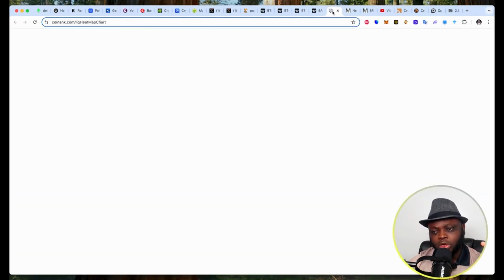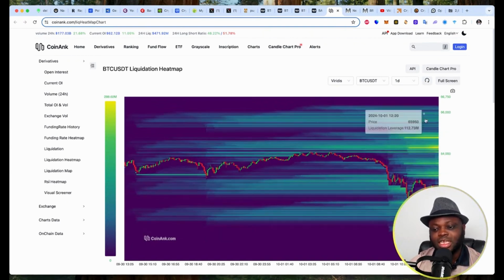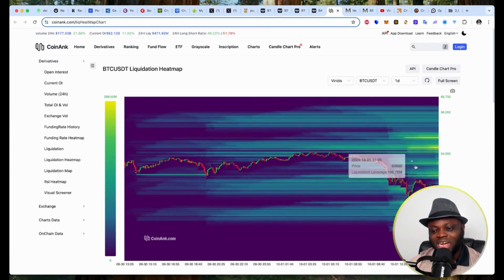Let's look at the liquidation heat map. Let's see what is going on here. Let me refresh this on a daily time frame. And I'm going to tell you guys why I think Bitcoin will do what I just mentioned. Now you can see what we have here. We have liquidity here, and price has eaten all of this liquidity here.